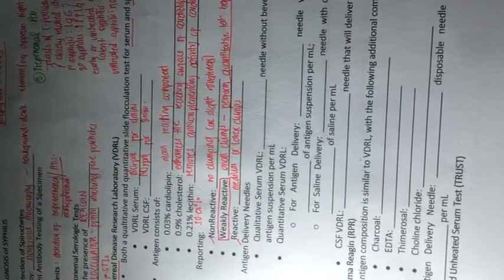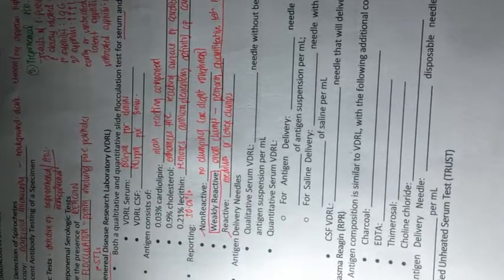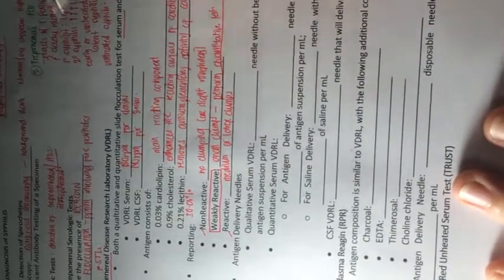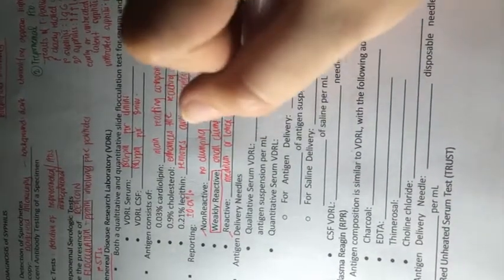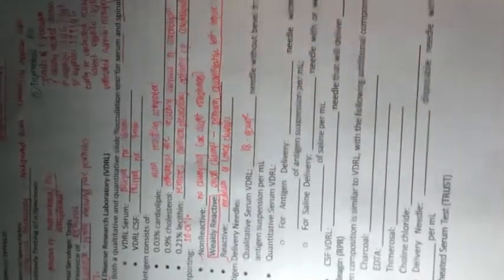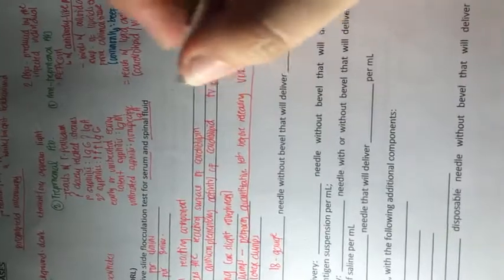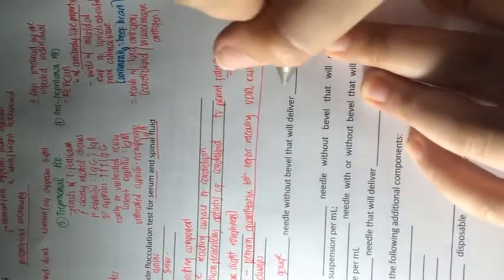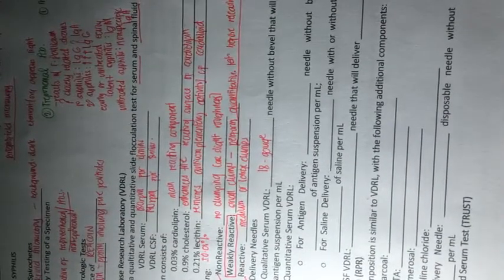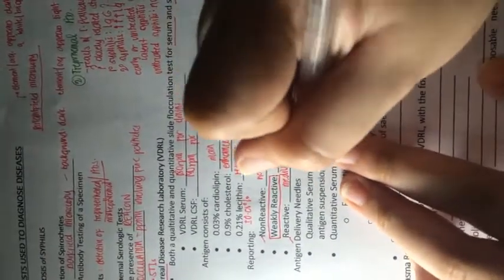Okay, so let's now proceed to antigen delivery needles. For qualitative serum VDRL, like what we mentioned during our discussion on the procedure, we should use an 18-gauge needle without bevel that will deliver 60 plus minus 2 drops of the antigen suspension per ml. The needle should be held vertically. Please take note that during antigen delivery, the needle should be held vertically.